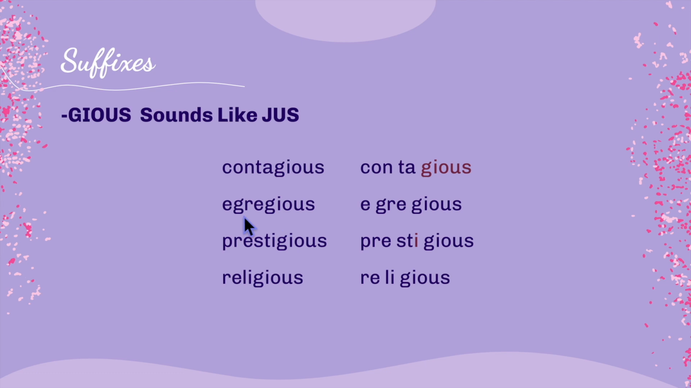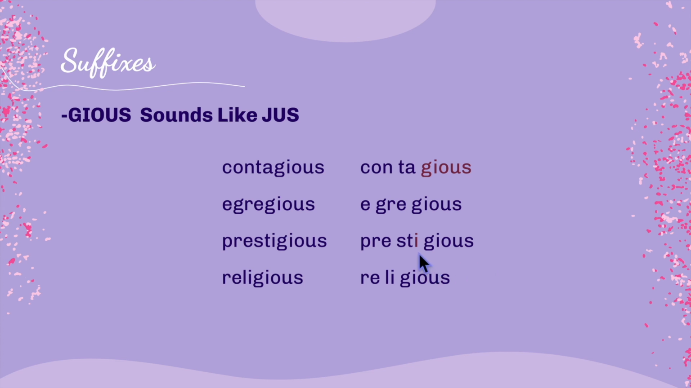Contagious. G and I are a blend. They often occur together at the beginning of words, so we want to keep them together, and we will divide after the vowel before the blend, and before the suffix. Egregious. Here we will divide after the vowel before the blend, and before the suffix. Prestigious. That doesn't sound right.